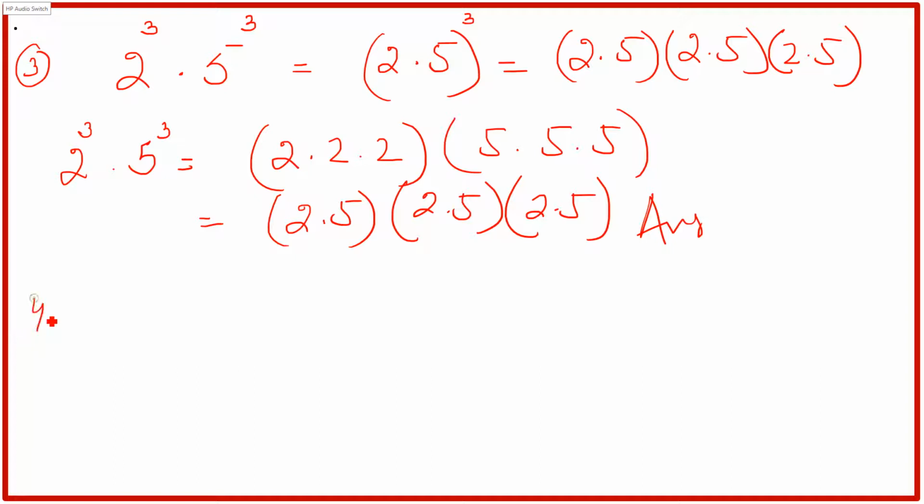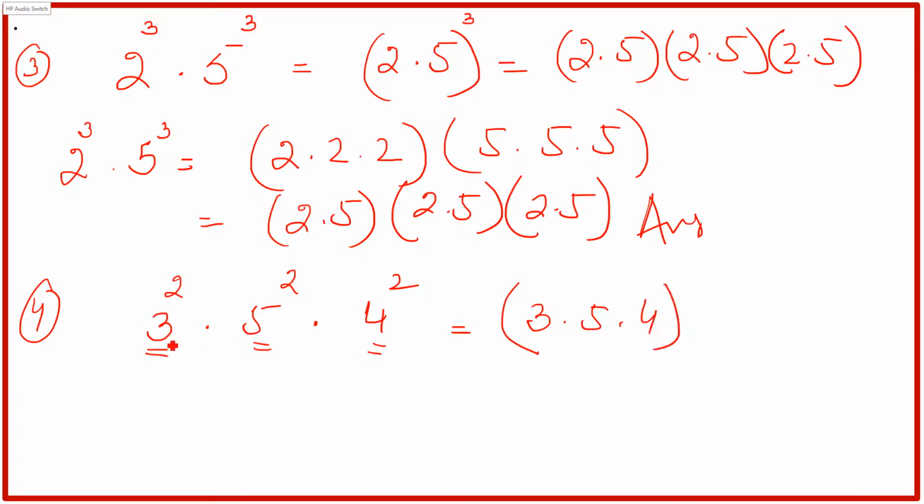Right? Fourth question is 3 square multiplied by 5 square into 4 square. This dot means multiplication, or you can say into. See here we had only two bases. Here we have 3, 5 and 4. We have different bases but same exponent. Right? So how you will write down? Direct method is, we will write down 3 multiplied by 5 multiplied by 4. These three bases, because these are different. Exponents are same. So this.